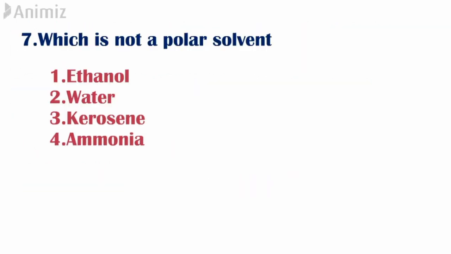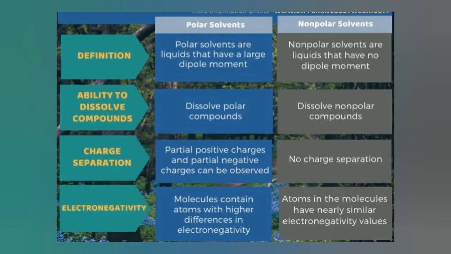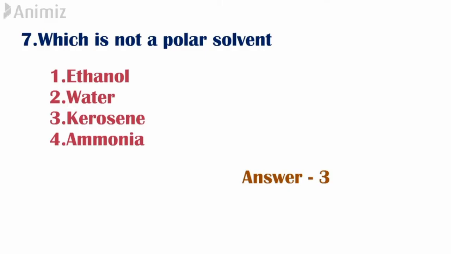Then the next question is, which is not a polar solvent? You know there are two types of solvent, polar solvent and non-polar solvent. The main difference that you have to know is that polar solvents dissolve polar compounds and non-polar solvents dissolve non-polar compounds. Here kerosene is a non-polar solvent. Therefore, the answer is answer number 3.